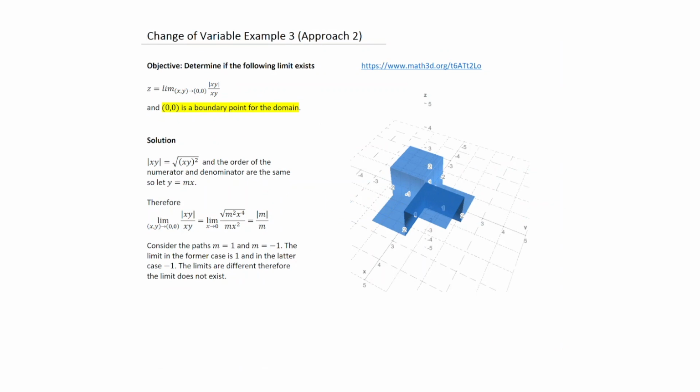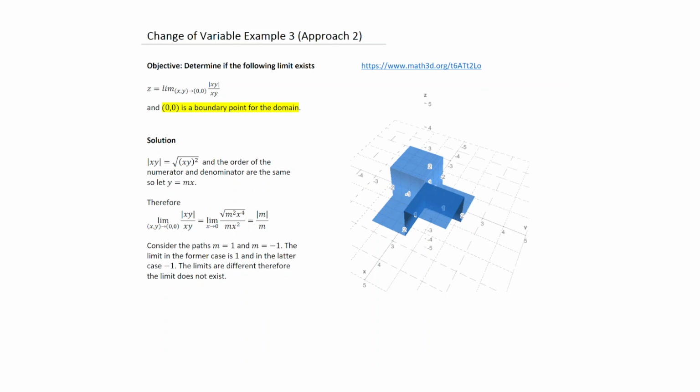Okay, so the last example, example 3, is this one involving absolute value, which is a bit of a tricky function, but there's a simple way to deal with it. So we want to look at the limit as (x, y) approaches (0, 0) for absolute value of xy divided by xy. Clearly, the point (0, 0) is a boundary point for the domain. Now, a little trick that you can employ is to take the absolute value and represent it in the form of an analytical function.